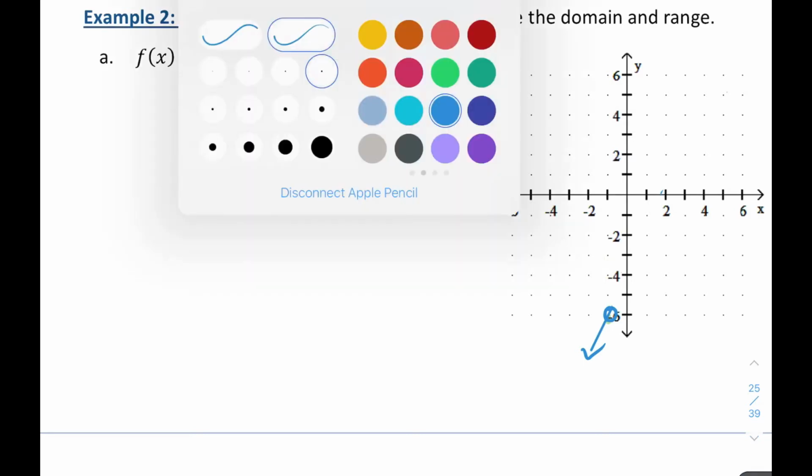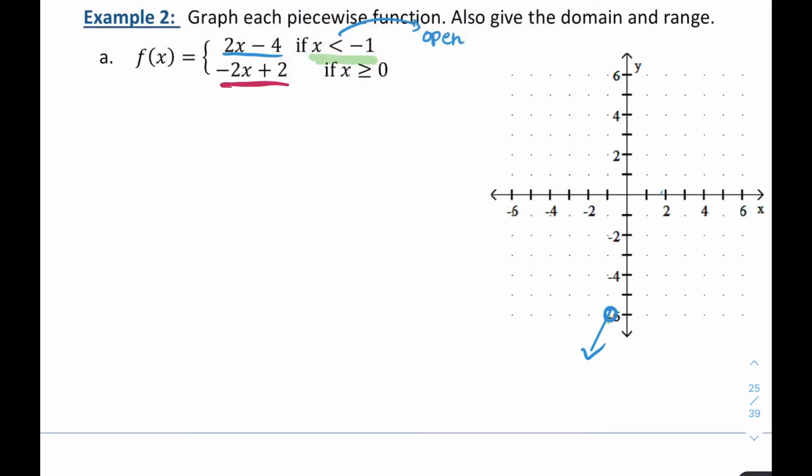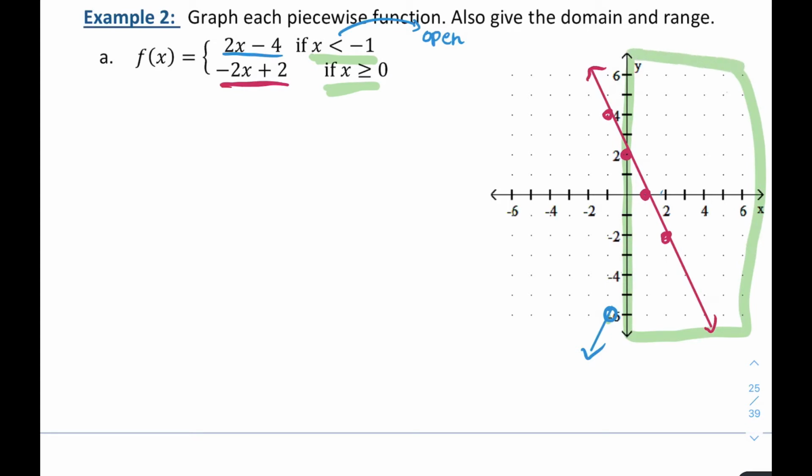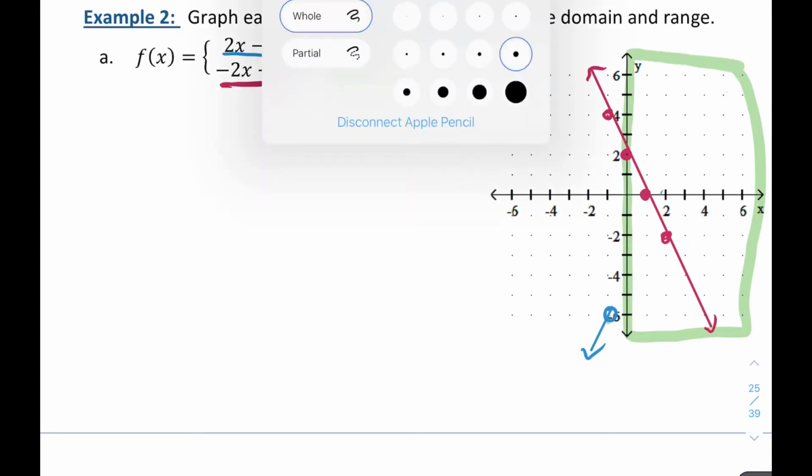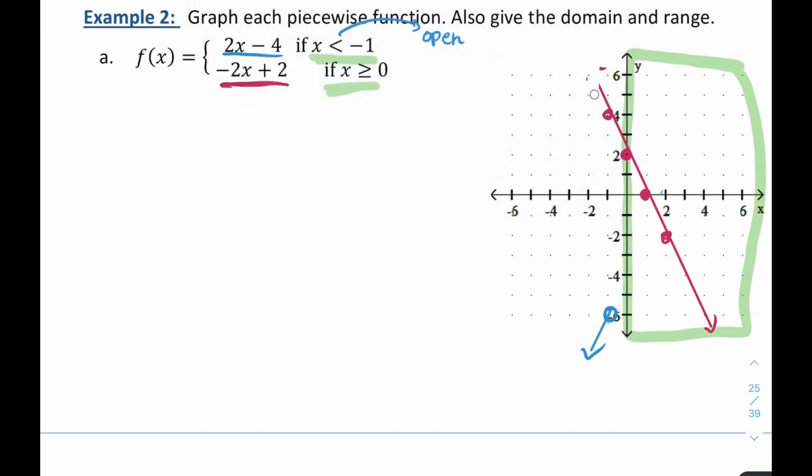Let's do our second piece. So -2x plus 2, y-intercept of 2, slope of -2. And this one, you are only supposed to have points that include x values greater than or equal to 0. So thinking about the points that have x values greater than or equal to 0, those are the points in that green box right there. Thinking about your x-axis, those are where the values greater than 0 are. And this one is supposed to be including 0, so it's a closed circle on my point at 0, 2.